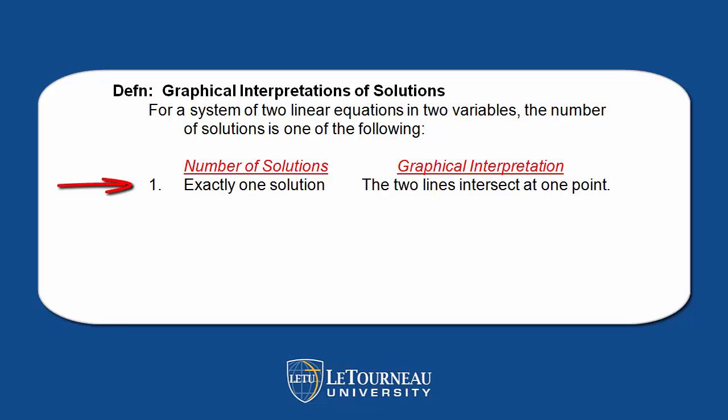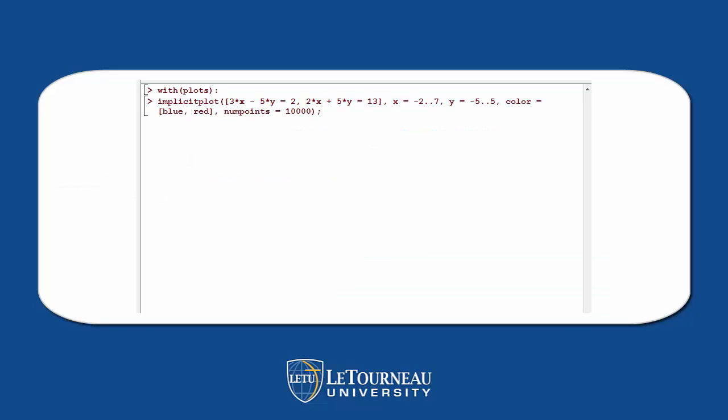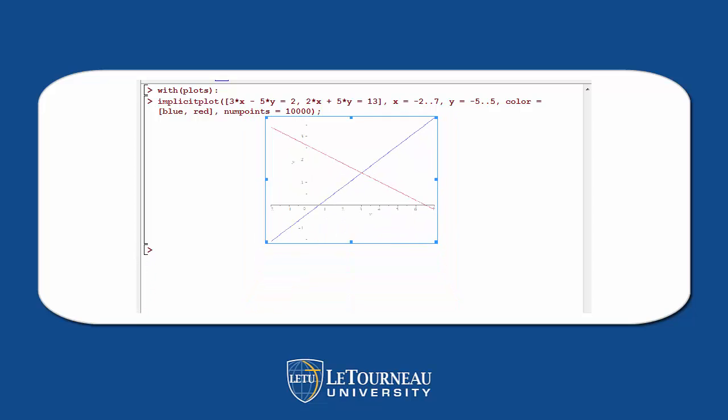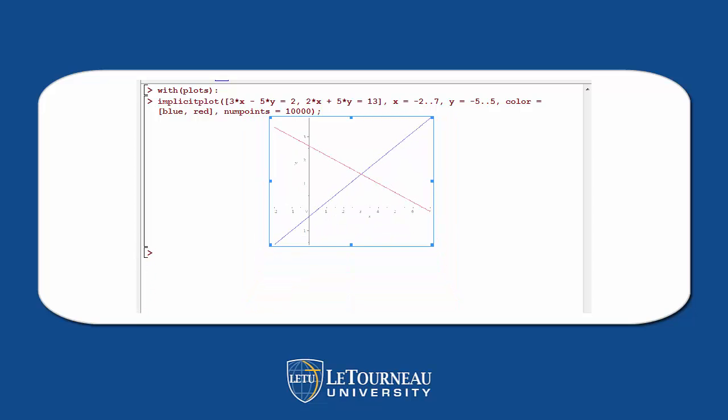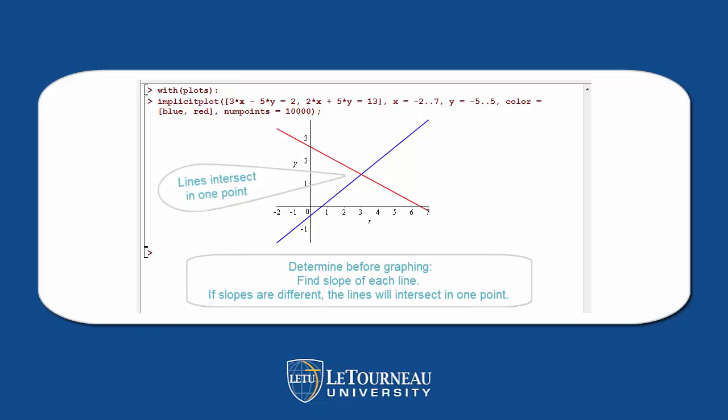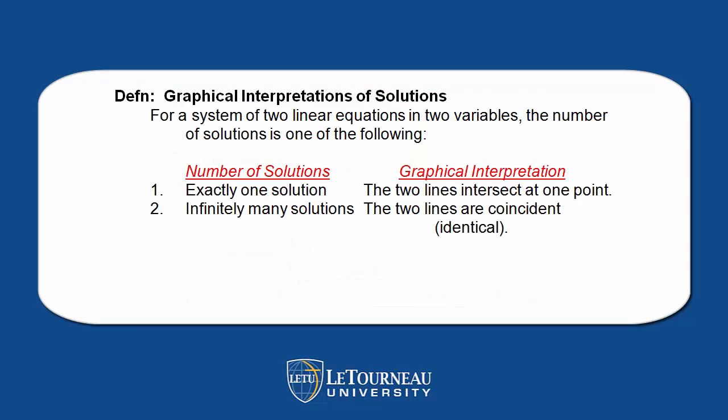Suppose we have exactly one solution. Then the two lines are going to intersect at one point. Let's draw some graphs. For example, we're going to draw 3x minus 5y equals 2 and 2x plus 5y equals 13. You can already see that they intersect in one point. Lines intersect, so determine before graphing: find the slope. If the slopes are different, the lines will intersect in one point. Right? We looked at exactly one solution.